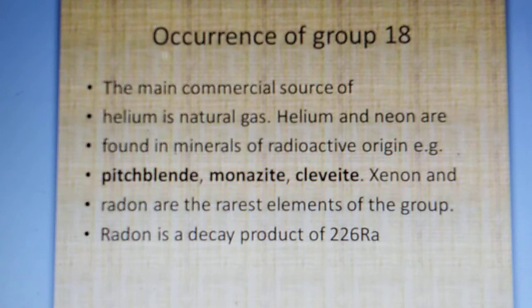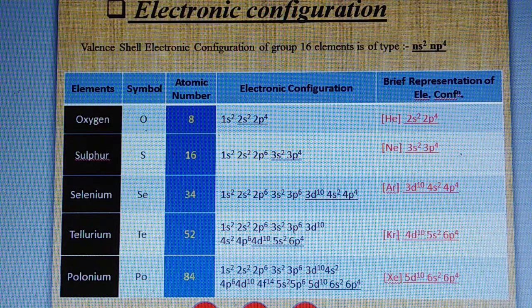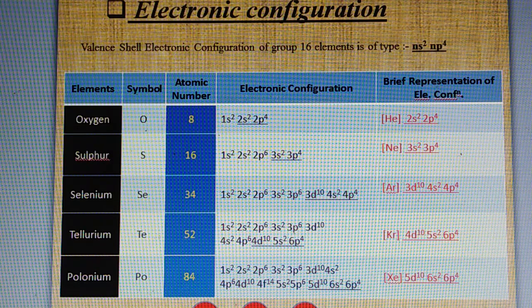So these are the occurrences of group 16, 17 and 18 elements. After this, the next concept is electronic configuration for group 16, group 17 and group 18. For group 16: oxygen, sulfur, selenium, tellurium and polonium. Atomic number of oxygen is 8, sulfur 16, selenium 34, tellurium 52, polonium 84.